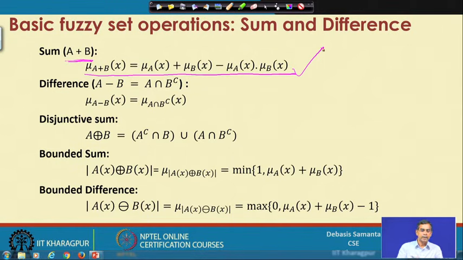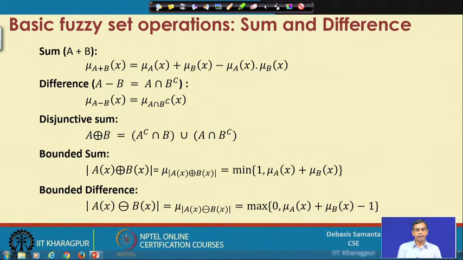Now, the difference operation on two fuzzy sets A and B is denoted by this notation A minus B, which is equivalent to A intersection B complement, and it can be obtained using this expression mu A minus B. That means the membership value of the difference of the two fuzzy sets A and B is the same as the membership value of A intersection B complement at x. So, a better idea is to calculate the intersection of A and B complement, and then the mu can be obtained easily from there.